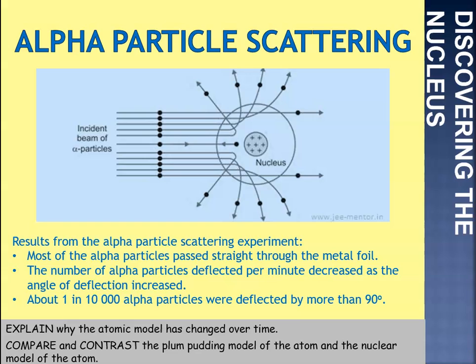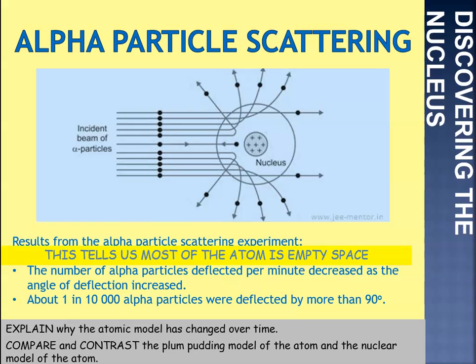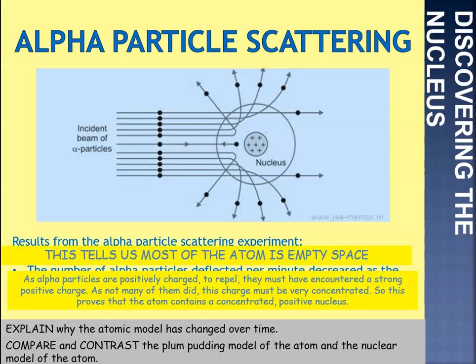So most of the alpha particles passing straight through tells us most of the atom is empty space. Most of it is made up of absolutely nothing at all. The number of alpha particles deflected per minute decreased as the angle of deflection increased, and about 1 in 10,000 alpha particles were deflected by more than 90 degrees. This tells us, because alpha particles are positively charged, in order to repel, they must have encountered a really strong positive charge. Now, because not many of them did, that charge must be very, very concentrated. This proves the atom's got a concentrated positive nucleus, a very, very small positive nucleus that can deflect that.